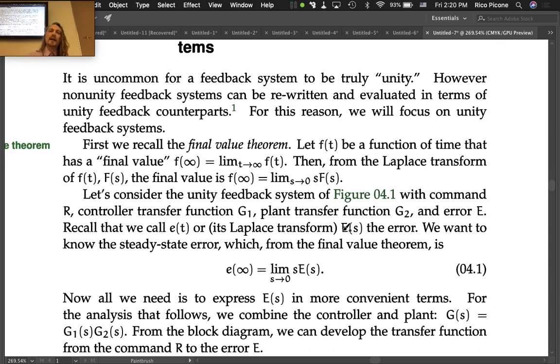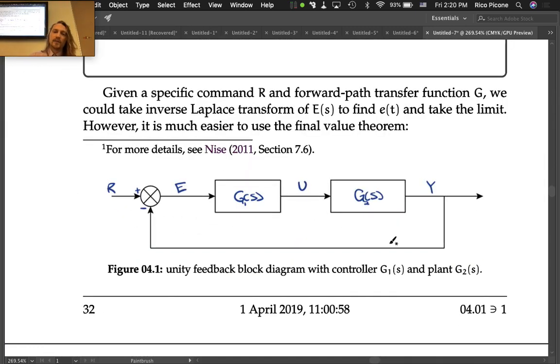Let's consider the unity feedback system of figure 4.1, which is the one we looked at here. You take the output, you feed it back with no transfer function in the feedback loop, so it's unity feedback. We subtract it from the command R to get the error E. We go into the controller transfer function, G1, and that puts out the control effort, which is the input to the plant, G2, which puts out the output. So that's our standard feedback. What made it the unity feedback loop? You said no function in the feedback? Unity feedback means there's no transfer function in here. There's no block in here.